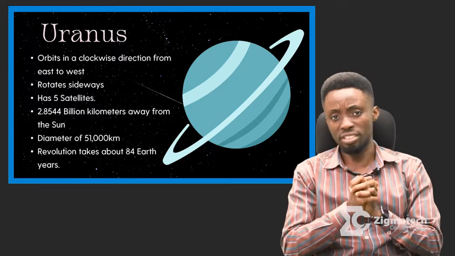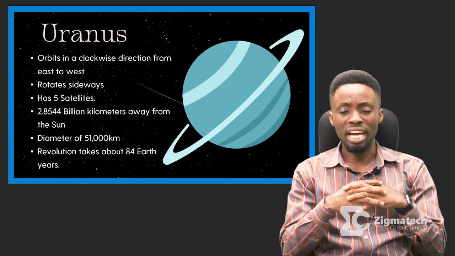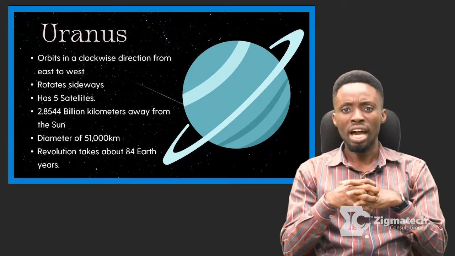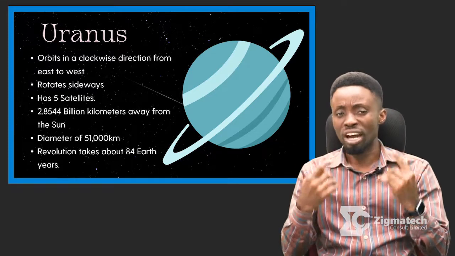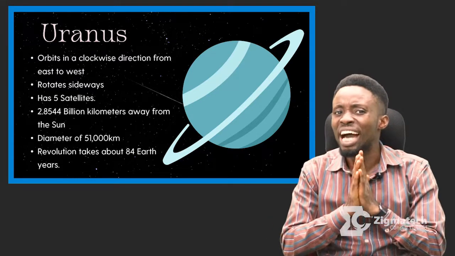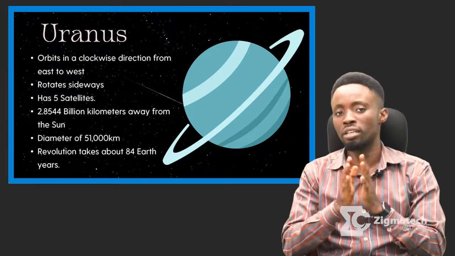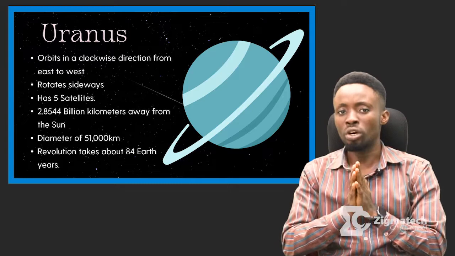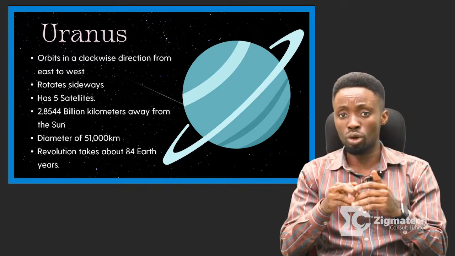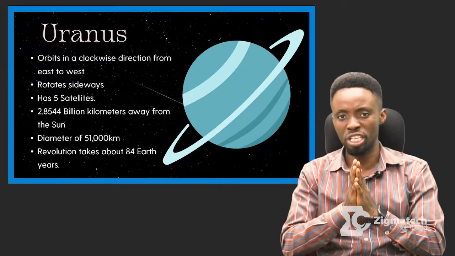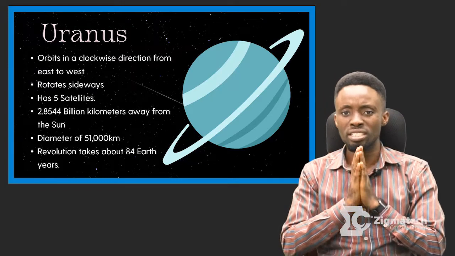Now, Uranus is kind of a weird planet because it's the only planet that rotates on its side. And mind you, all planets travel around the Sun in an anti-clockwise direction except Uranus and Venus. That's to say that when other planets are going anti-clockwise, Uranus and Venus will travel in a clockwise direction from east to west. And Uranus rotates on its side.